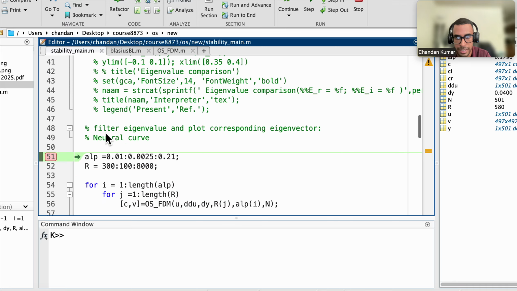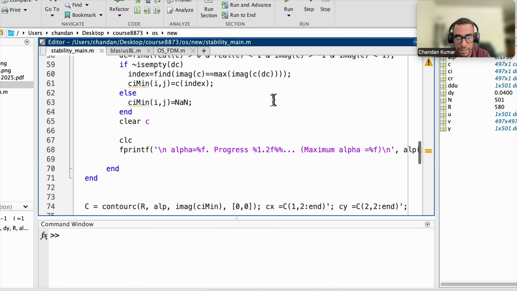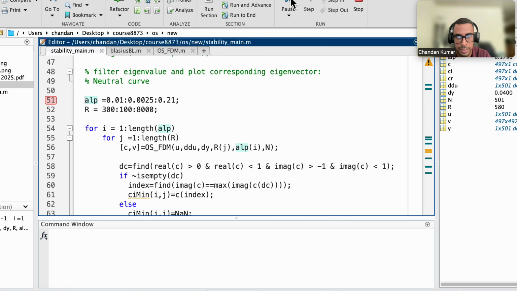And if we want to get the entire picture, we can sweep through a range of alpha, starting from here to here, and sweep through the different Reynolds numbers to get the entire picture. Once you do that, it is going to take some time, so rather than that I will run it to show how it looks in a command window, and I will just continue.